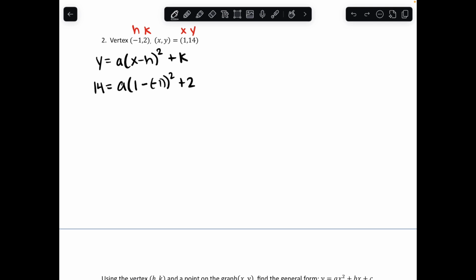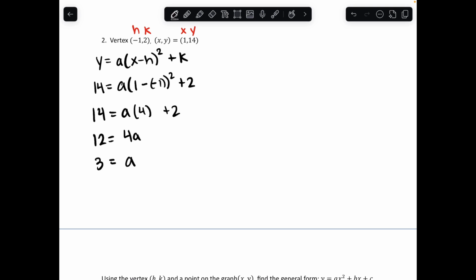Now 1 minus negative 1 is going to be 1 plus 1 because it's a double negative. And so in parentheses, it's actually going to be 2 squared. 2 squared is going to be 4. So this then becomes 14 equals a times 4, and then plus 2. So I can subtract 2 from both sides, and we're going to get that 12 is equal to 4 times a, and then we can divide both sides by 4. So we'll get that 3 is equal to a.